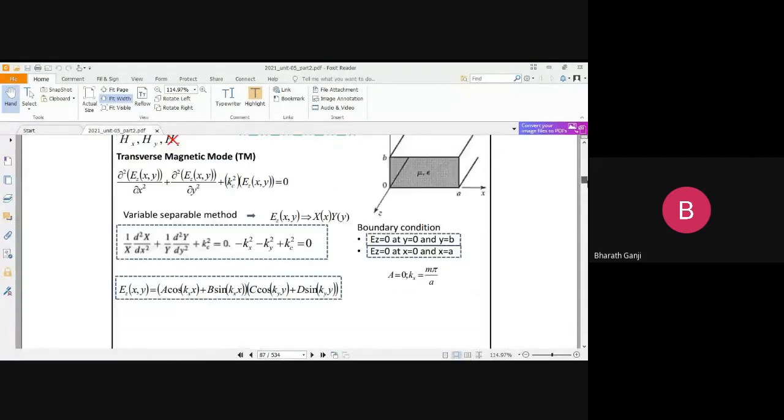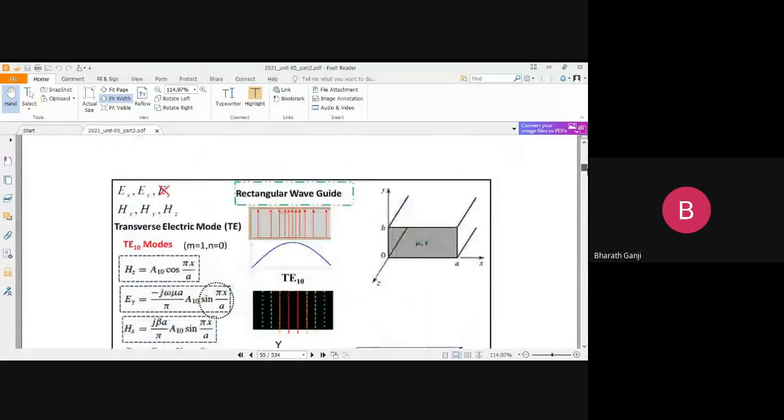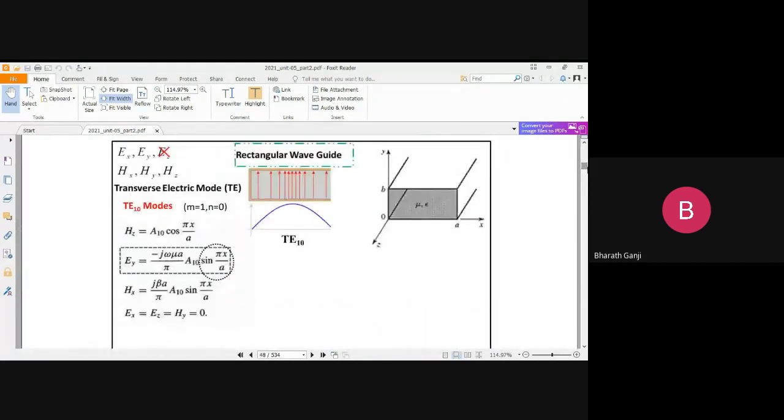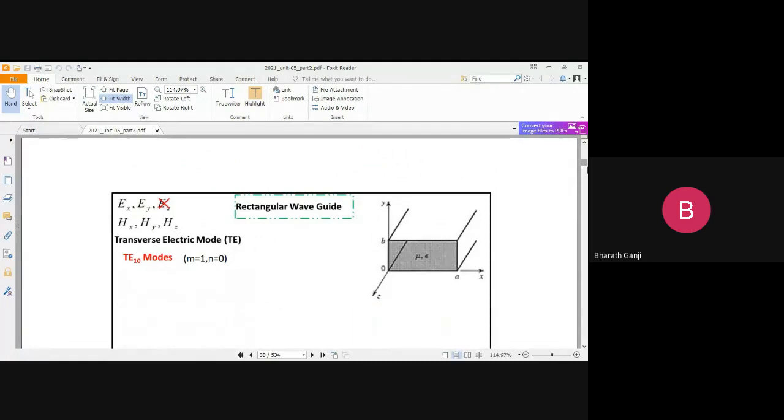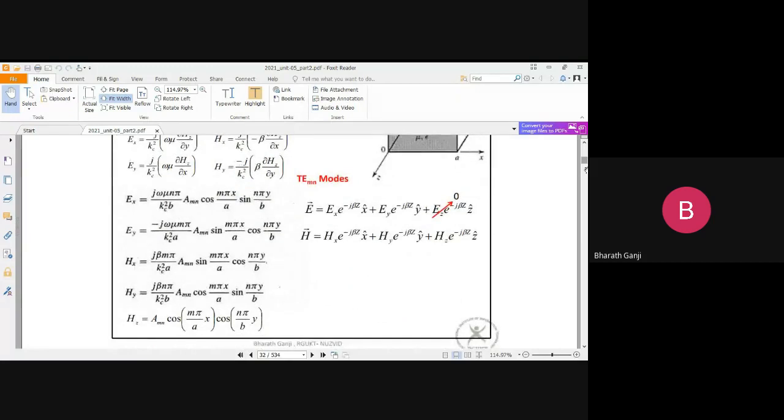So here, going to the TM and TE case, let me go back. Right, these are the TE mode fields. If I take a scenario where A is equal to B, and if I assume there are TE11 modes, I can see that there is an EX component and there is an EY component.